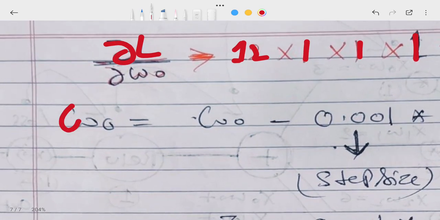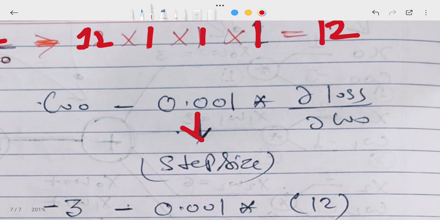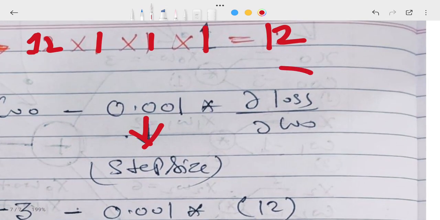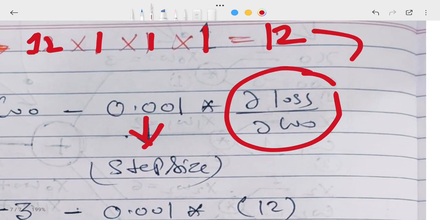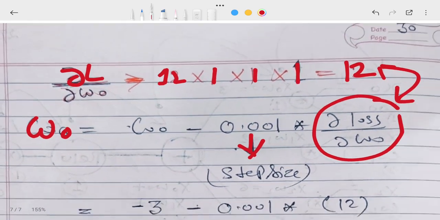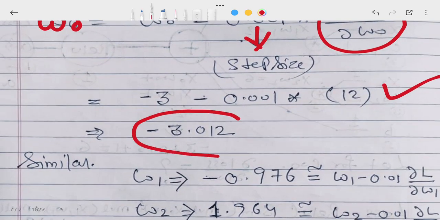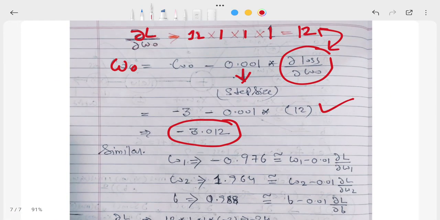Now I will put the value here. This is my updated value: w0 is equal to w0 minus step size times dL/dw0, and this is the value I got. The value is equal to 12. You can see we already found d loss upon dw0. Now I will put the value here, and I got my final updated w0.